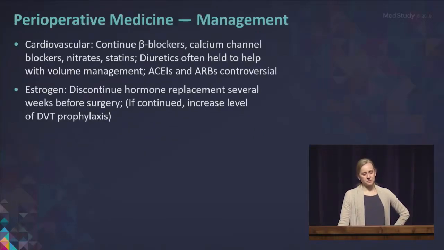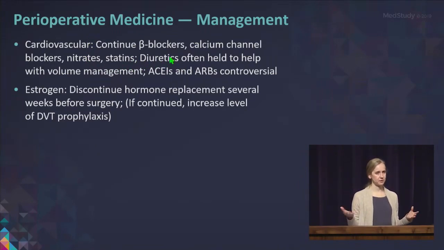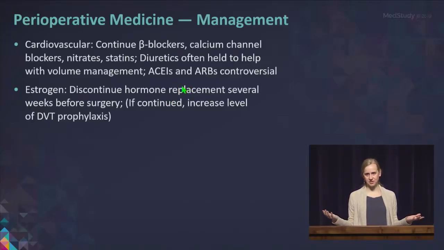Otherwise, the management for perioperative medicine is pretty straightforward. We really continue most of our cardiovascular medicines. Often we hold diuretics just because we know that anesthesiologists will have to give a lot of fluids in the operating room in the context of inducing anesthesia. And a lot of people will hold ACE inhibitors and ARBs on the way to the operating room just as a way of protecting the kidneys. Although if that means the patient's going to show up for surgery with a blood pressure in the 200s over 110s, then we usually continue them.